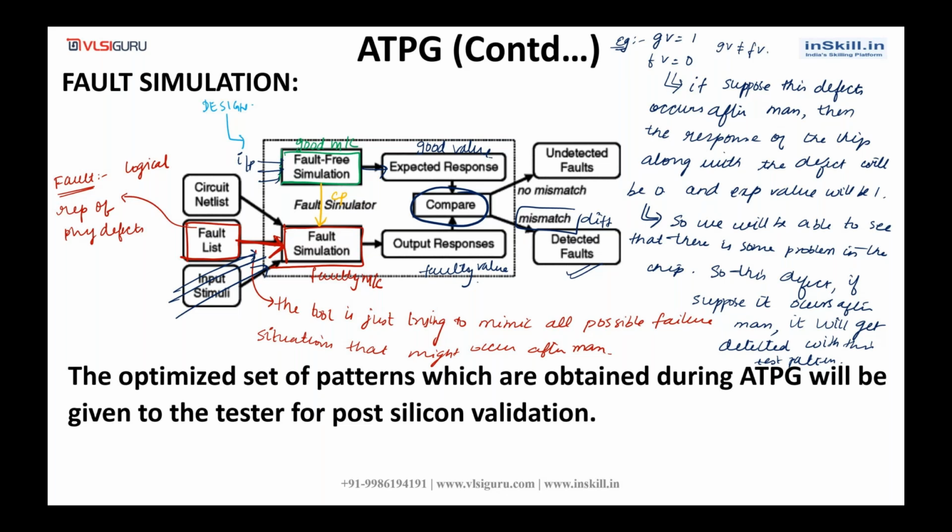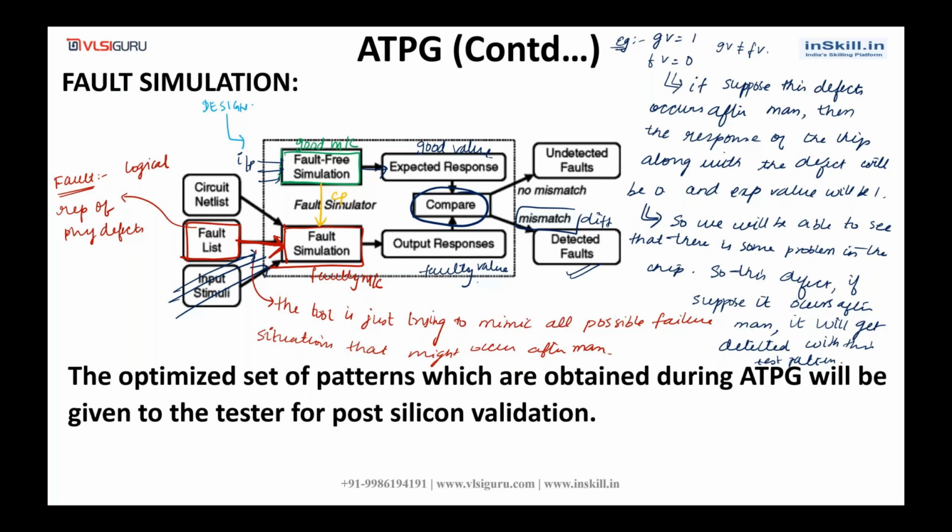So say for example, I have taken one example. Good value is 1, faulty machine simulation is 0. So what does it imply? It implies that for a particular pattern, for a particular fault, good machine simulation is giving 1, faulty machine simulation is giving 0. So if it is like this, what does it imply?